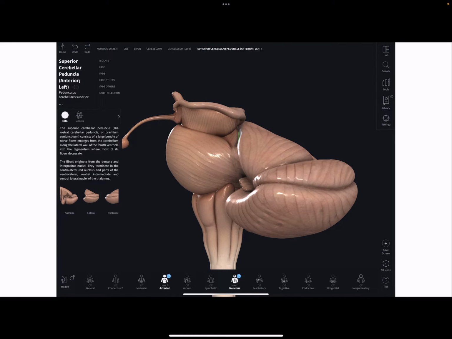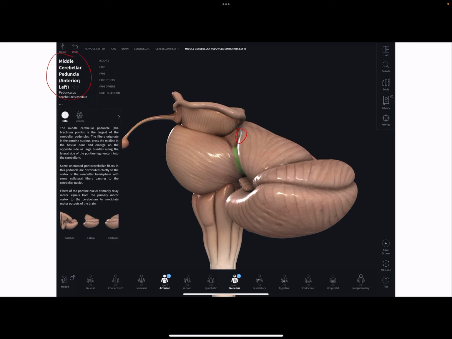And here's another dumb video. I think I was just too proud that I understood it. So we're highlighting right now the superior cerebellar peduncle hidden right there. And let's see what happens. Okay, then there's the middle one.